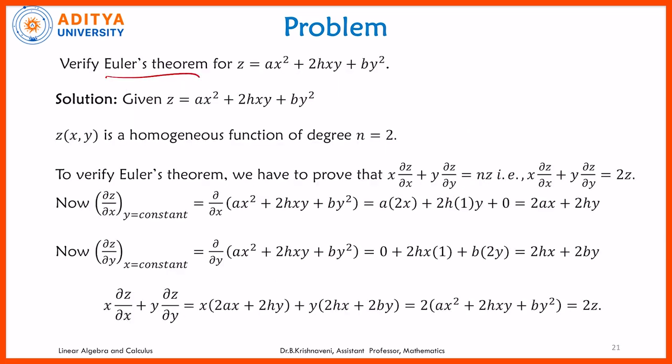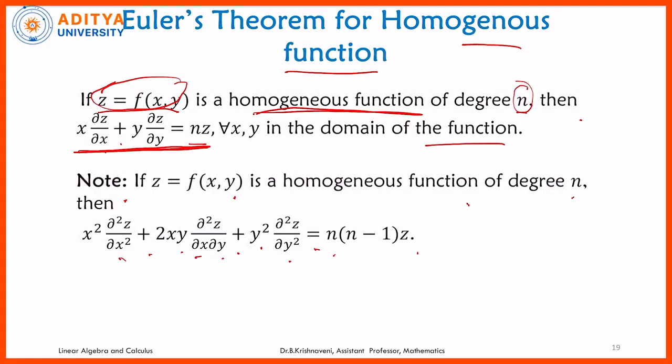So what is Euler's theorem? Just given the statement, this is Euler's theorem. That is, if z is homogeneous of degree n, then x ∂z/∂x + y ∂z/∂y = nz. So you can apply Euler's theorem to get the answer very easily.